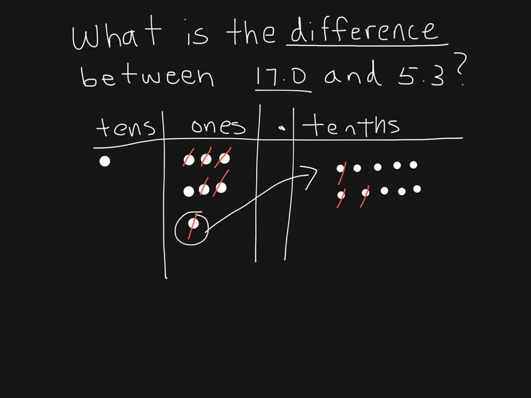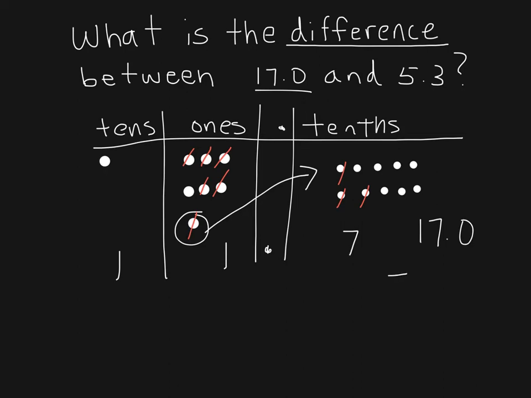Now I'm going to go back and count up what I've got, and it looks like I've got 7 in the tenths place. I've got 1 left in the ones place, and I've got 1 left in the tens place. So my answer will be 11 and 7/10. And real quickly, for those of you who just use the standard algorithm, I'll do it over here on this side.